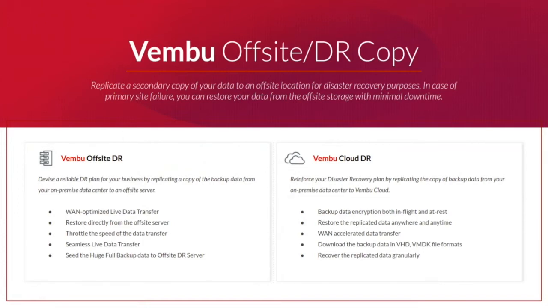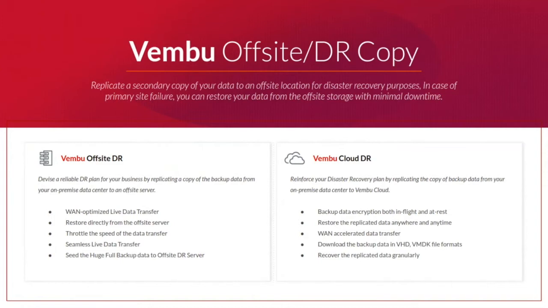Vembu Offsite DR is another piece of software that you need to install on the second location, and you can configure replication. The data will be replicated from the primary backup server to this secondary Offsite DR server. If something goes wrong with the primary server, you can just log into the Offsite DR server and restore the data from there. The Vembu Offsite DR server supports all the recovery options similar to those of the primary backup server. It can be in the same network, or you can set it up in a different network in a different physical location.